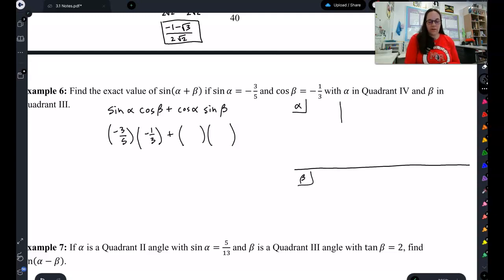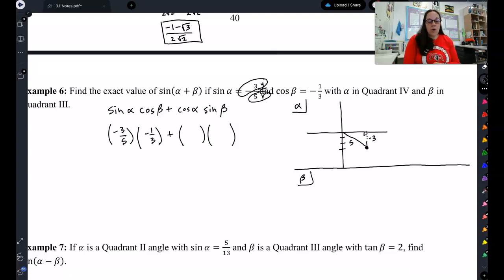So let's graph alpha first. Remember, sine is going to be y over r. So that means my y value should be negative 3 and my r value should be 5. So if the y value is negative 3 and the r value is 5, that takes me out to there, where the y value is negative 3 and the r value is 5.